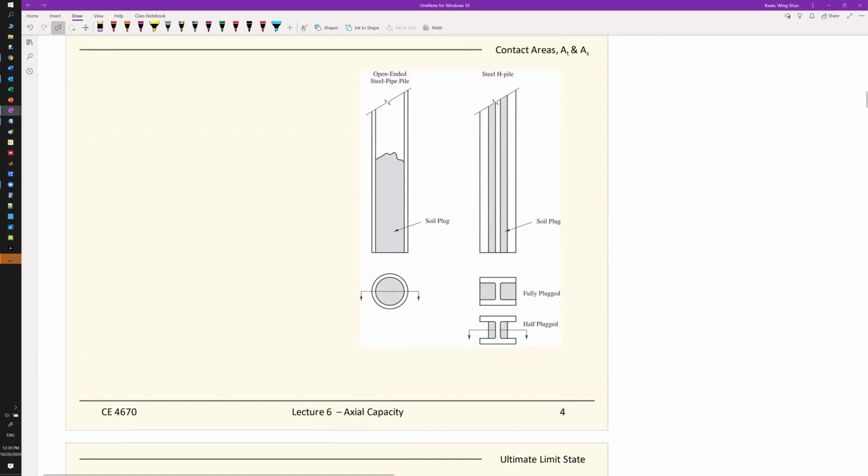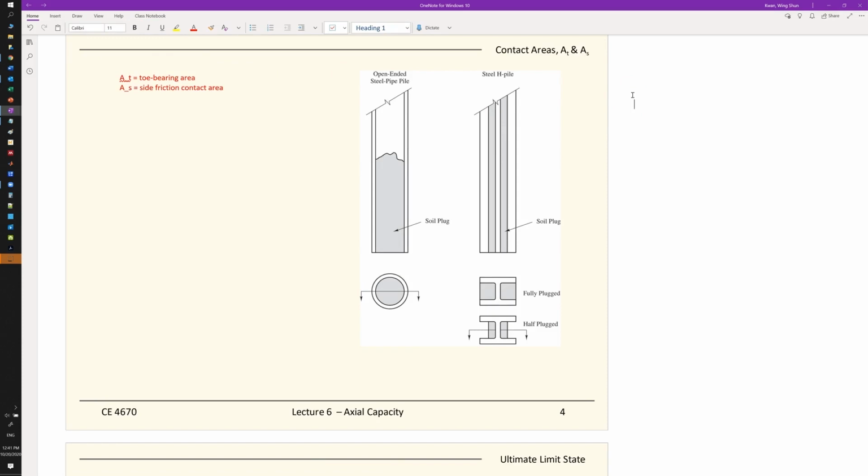Another important factor that contributes to the toe bearing is the contact area, and actually it's not just the toe bearing but also the side frictions. When we calculate the loading capacity for both the toe bearing and side frictions, the contact area is also key. Again, we have two types of areas. We have A sub T, which is the toe bearing area, and also A sub S, which is the side friction contact area. Those are the two areas we need to pay attention to.